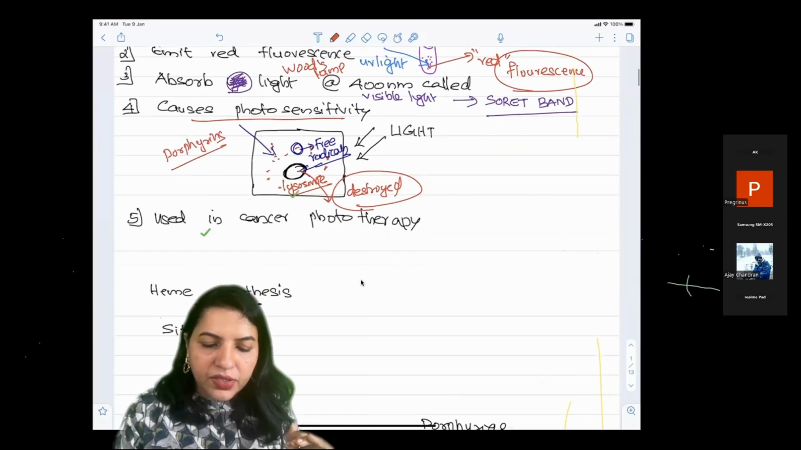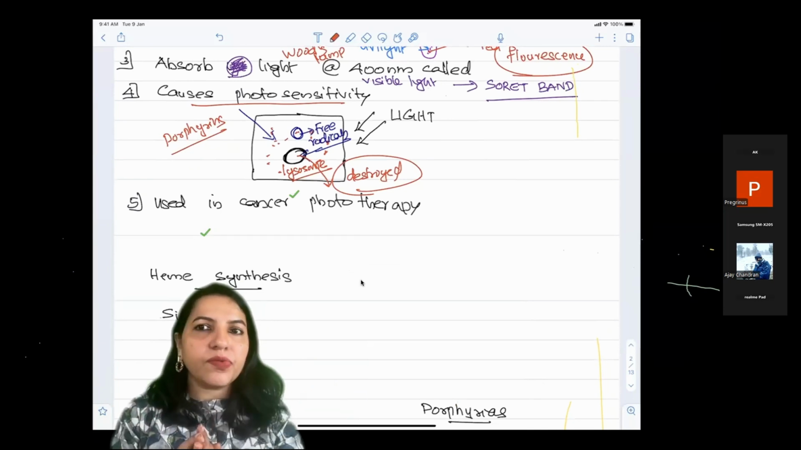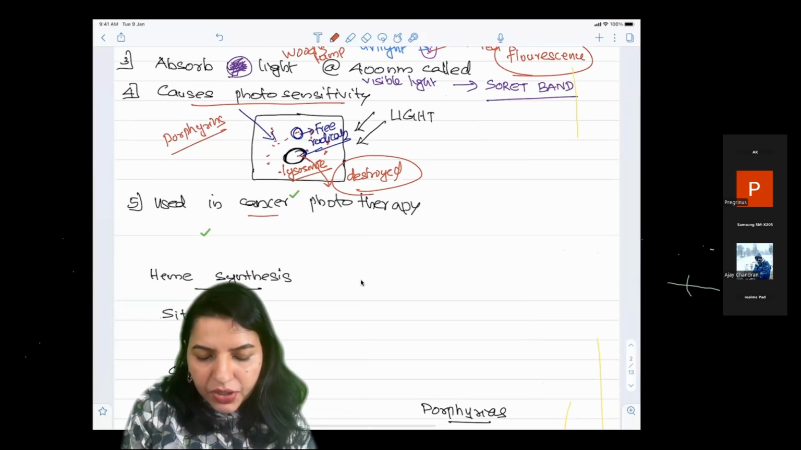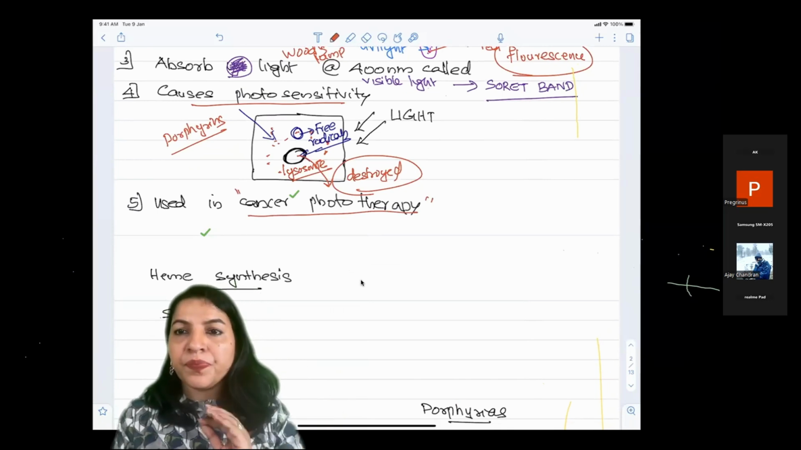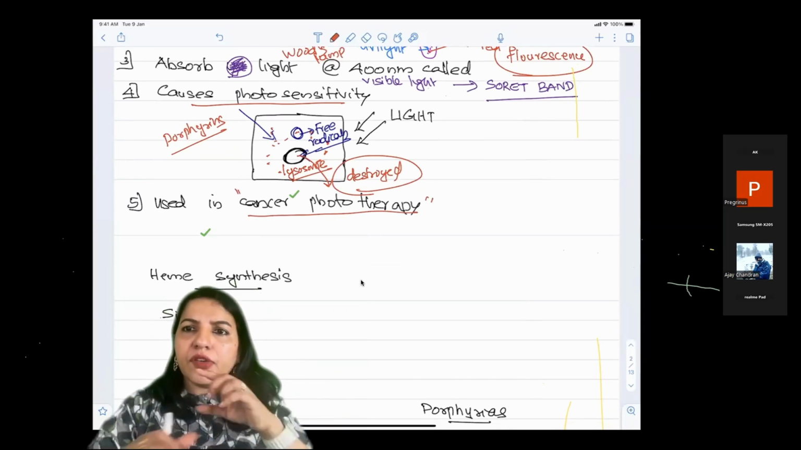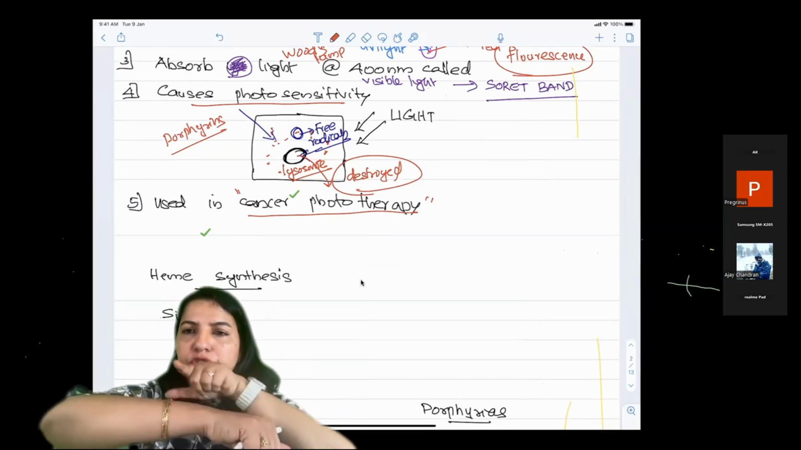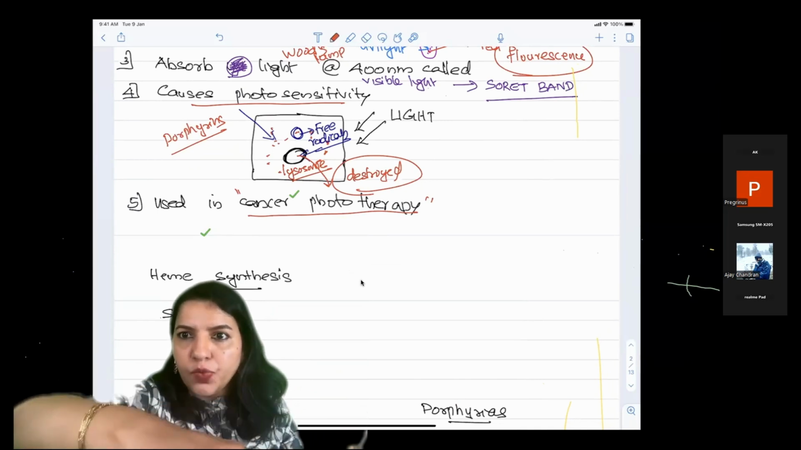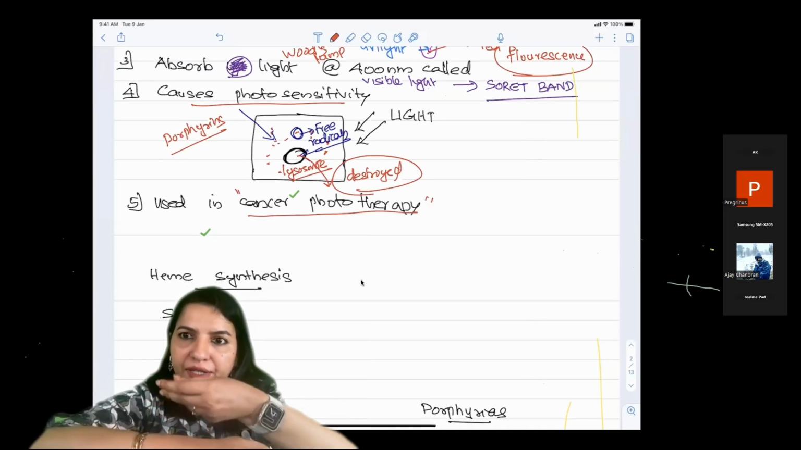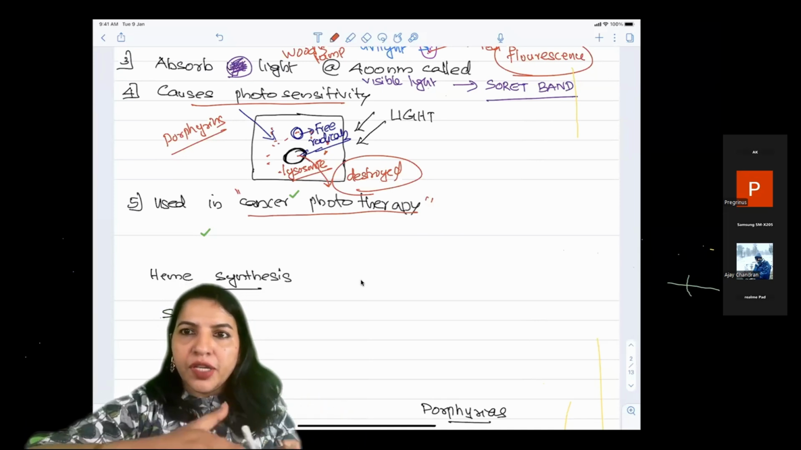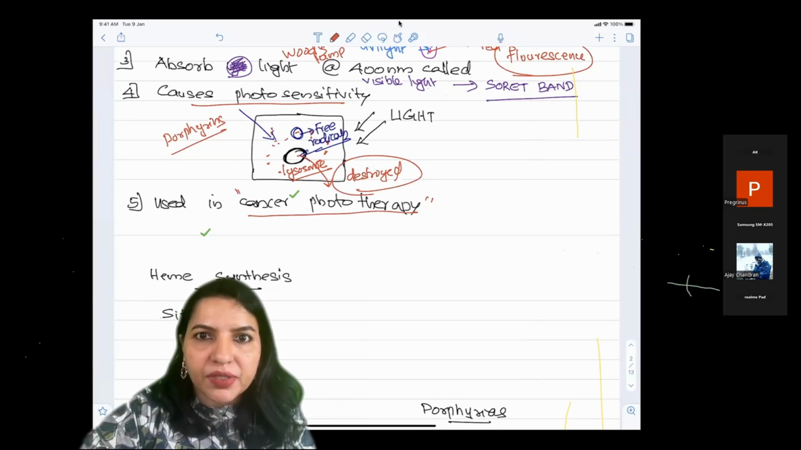Because of the same principle, we can use porphyrin in a special situation that is called cancer phototherapy. It's because of the same thing. If we have a cancerous tissue which we can expose to sunlight, what we'll do is we'll inject porphyrins into the cancer tissue. Now, can anybody tell me what will happen?